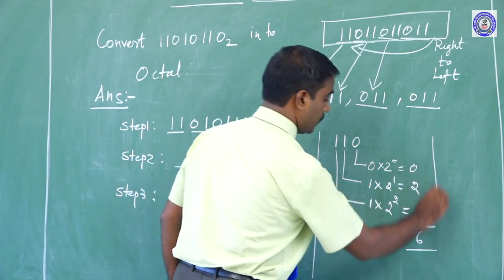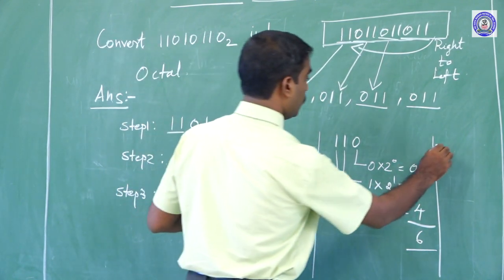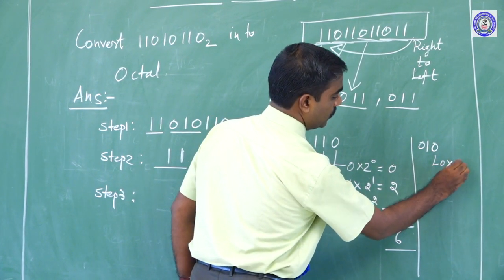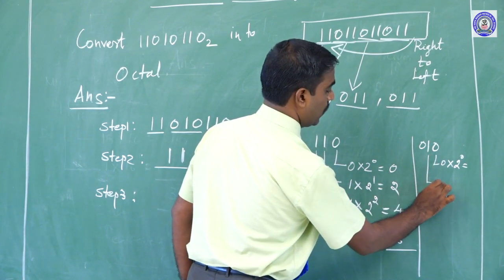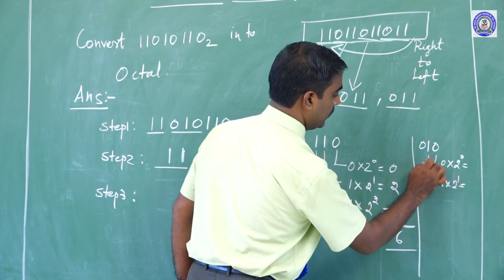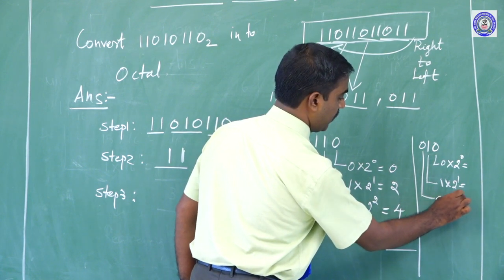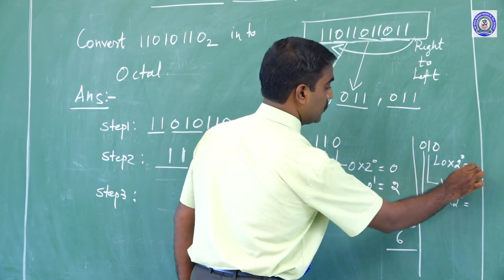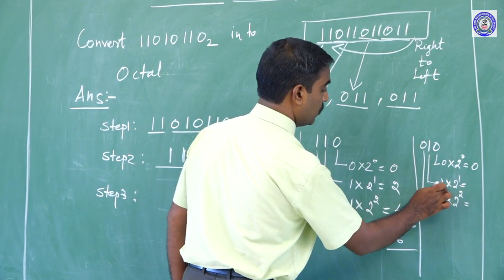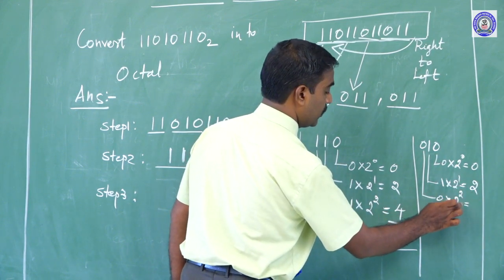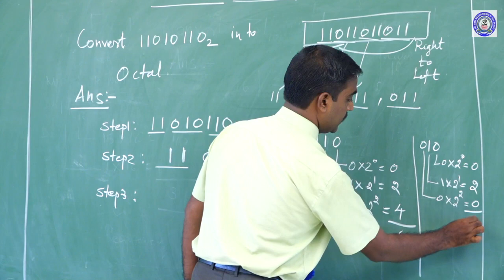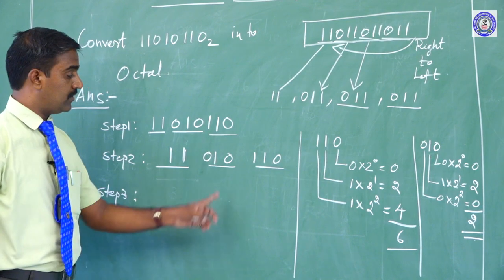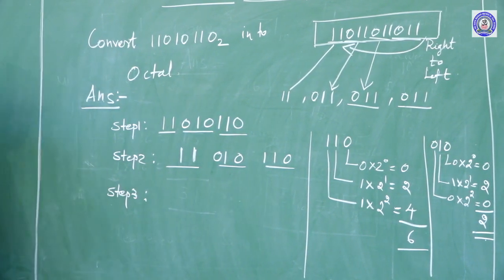Next one, what is the number? 0 1 0. So we know 0 into 2 to the power of 0, 1 into 2 to the power of 1, here 0 into 2 to the power of 2. Anything to the power of 0 equals 1, so 0 into 1 is 0. 2 to the power of 1 equals 2, 1 into 2 is 2. 2 to the power of 2 equals 4, so 0 into 4 is 0. That's why the answer is 2. Clear? See these steps. The last one is the third one. Listen clearly.